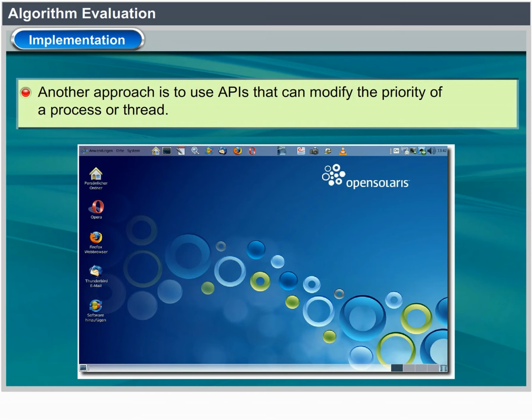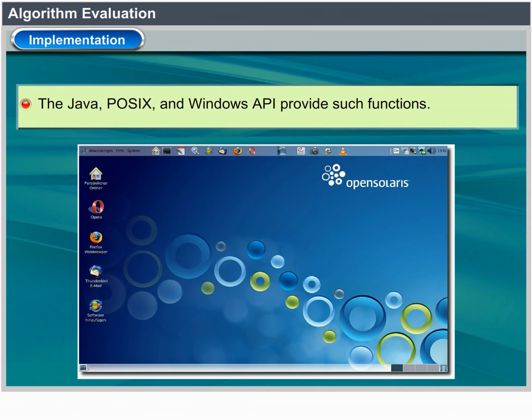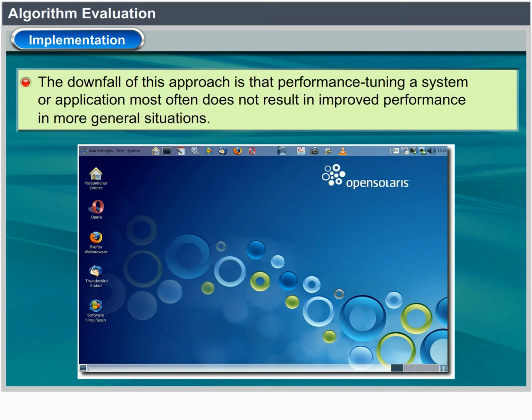Another approach is to use APIs that can modify the priority of a process or thread. The Java, POSIX, and Windows APIs provide such functions. The downfall of this approach is that performance tuning a system or application most often does not result in improved performance in more general situations.